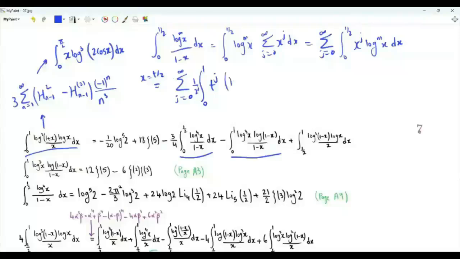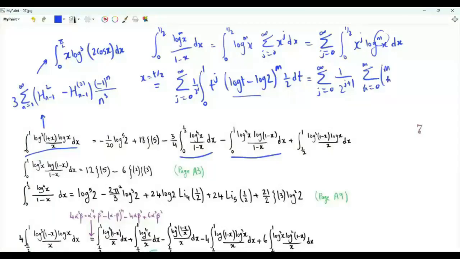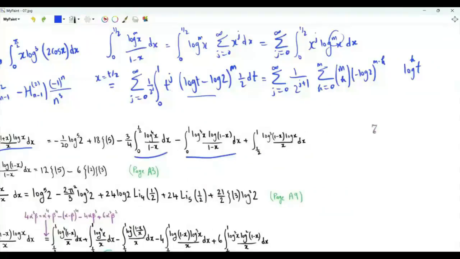Log x is log t over 2, which is log t minus log 2. This bracket is raised to the power m. dx is 1/2 dt. This bracket to the power m is equal to summation k from 0 to m, m choose k, minus log 2 to the power m minus k, log t to the power k. There is this t to the power j, so we have integral t from 0 to 1 t to the power j log t to the power k. This integral is minus 1 to the power k gamma of k plus 1, which is k factorial. Downstairs we have j plus 1 to the power k plus 1.